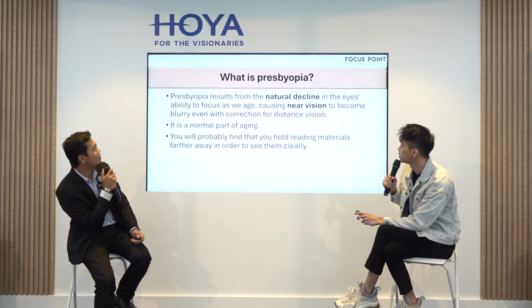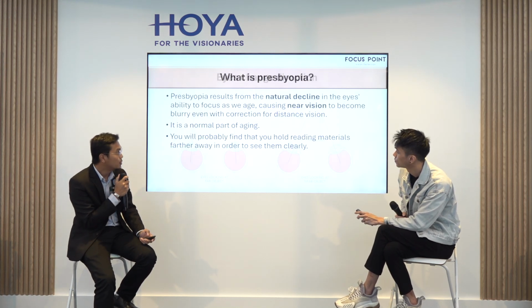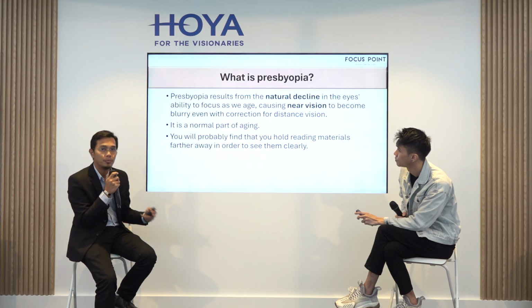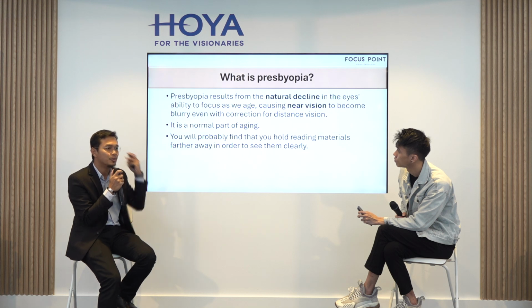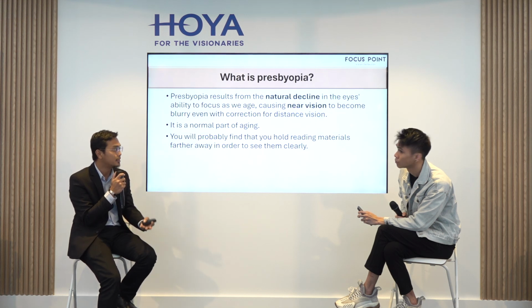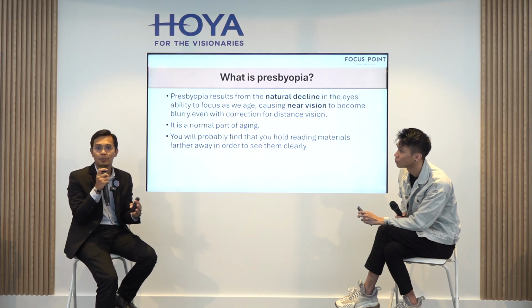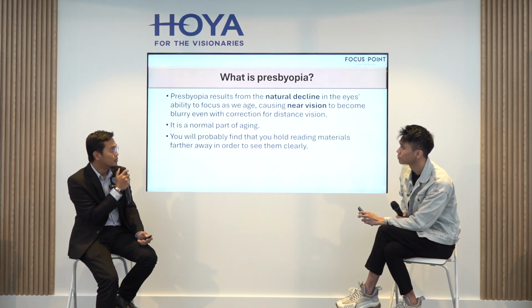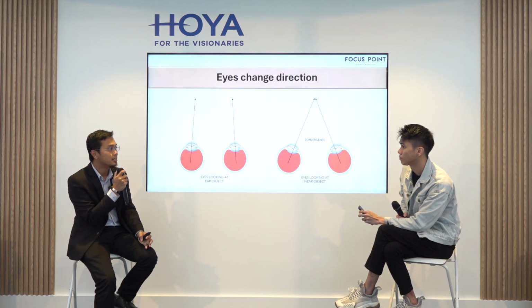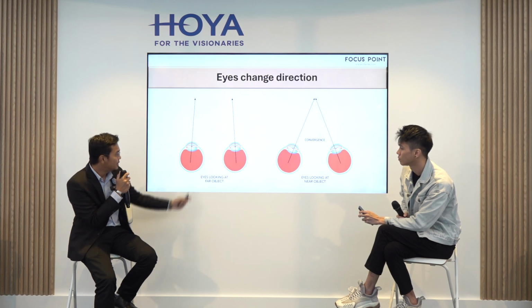Before we go to how to manage presbyopia, I would like to explain a bit about what happens when we read. Normally we only assume that when we read, the eye needs to focus at near. But basically, when we read, there are a few things happening. The first thing is our eyes change direction.